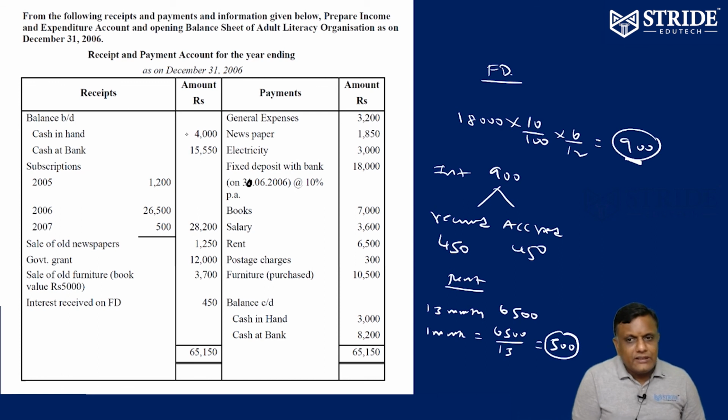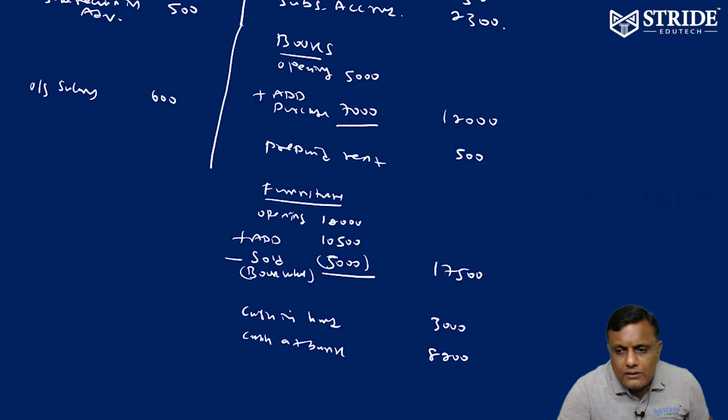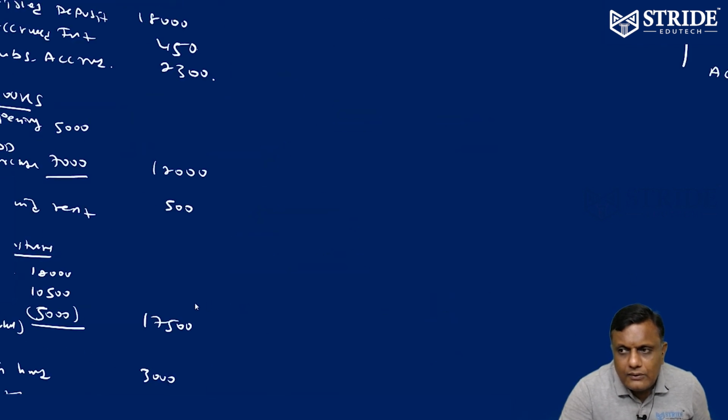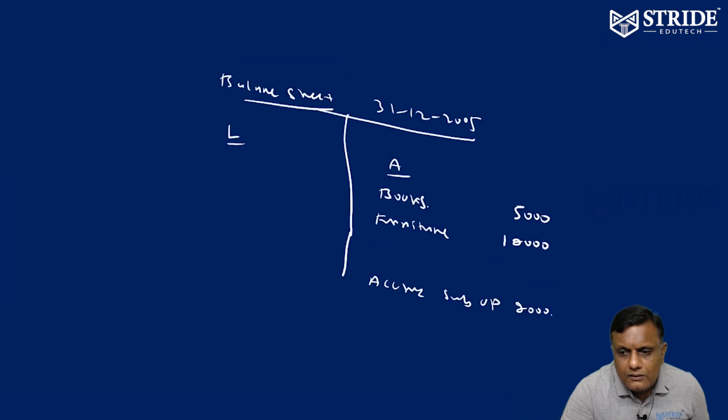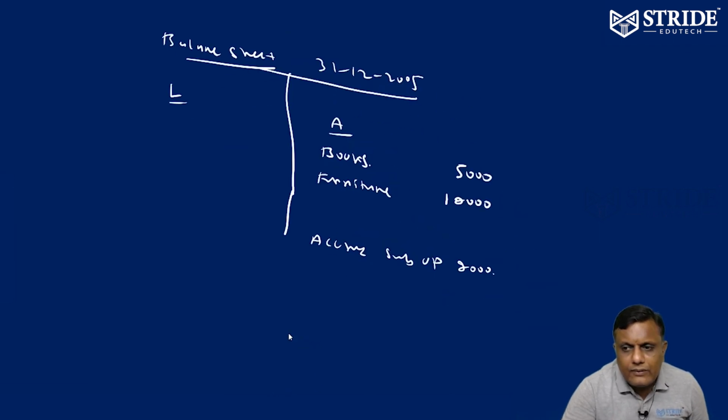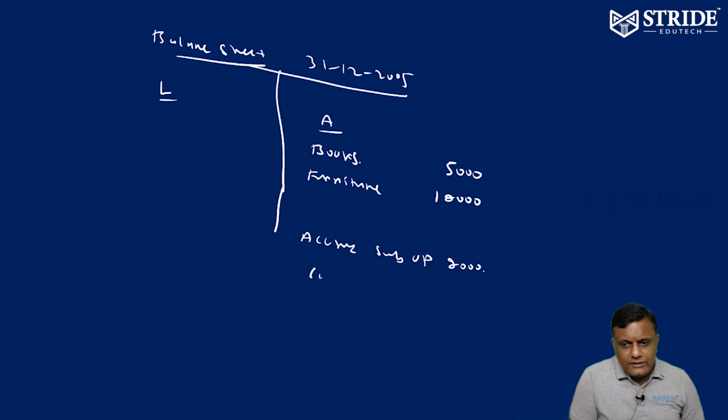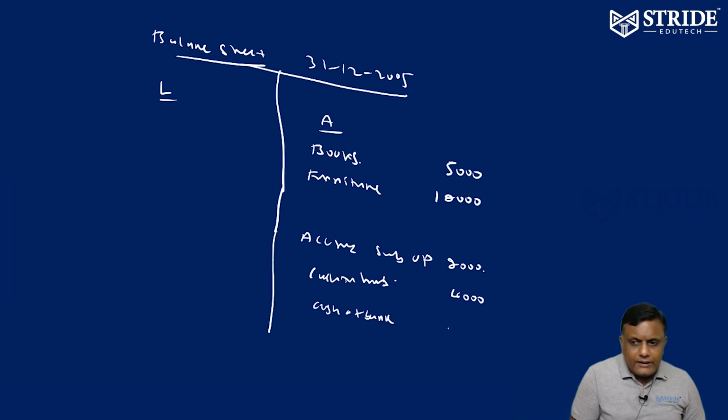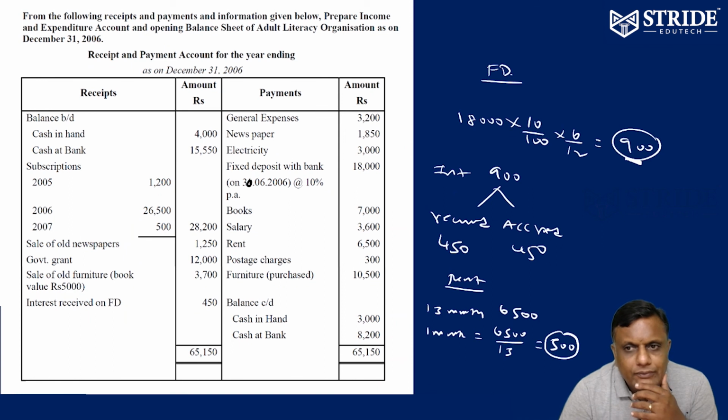Similarly, opening cash 4,000 and opening cash at bank 15,050 are last year balance sheet asset side items. So cash in hand is 4,000, and cash at bank is 15,550. Right. Now kindly check one more time, so we will close finally. Cash in hand 4,000, yes, we posted. Cash at bank 15,050, we posted in the opening balance sheet.